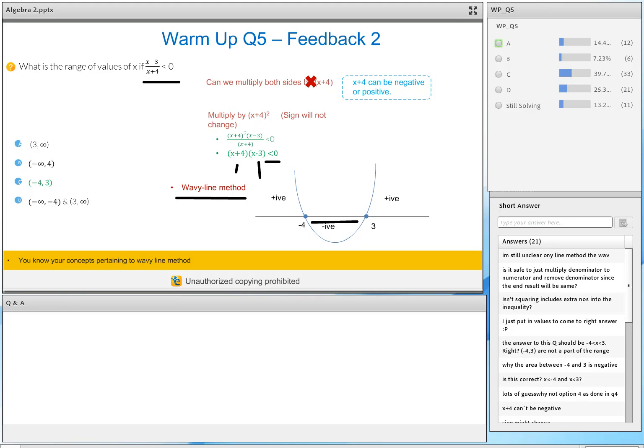Yes, -4 and 3 are not part of the range. You are right. They are not included, and that's why the parentheses are the way they are. Because we have less than 0, we don't have less than or equal to 0.